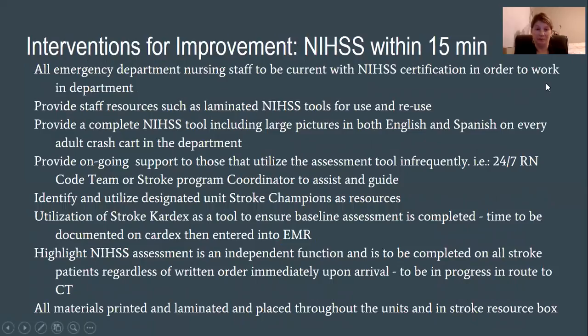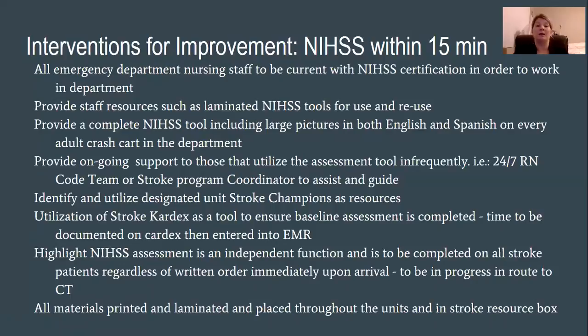So interventions for improvement. All emergency department staff, and this has always been in place, but I just wanted to note that everyone who works in the ER is required to have NIH stroke scale certification in order to work in the department. Staff is provided resources such as laminated NIH stroke scale tools for use and reuse.